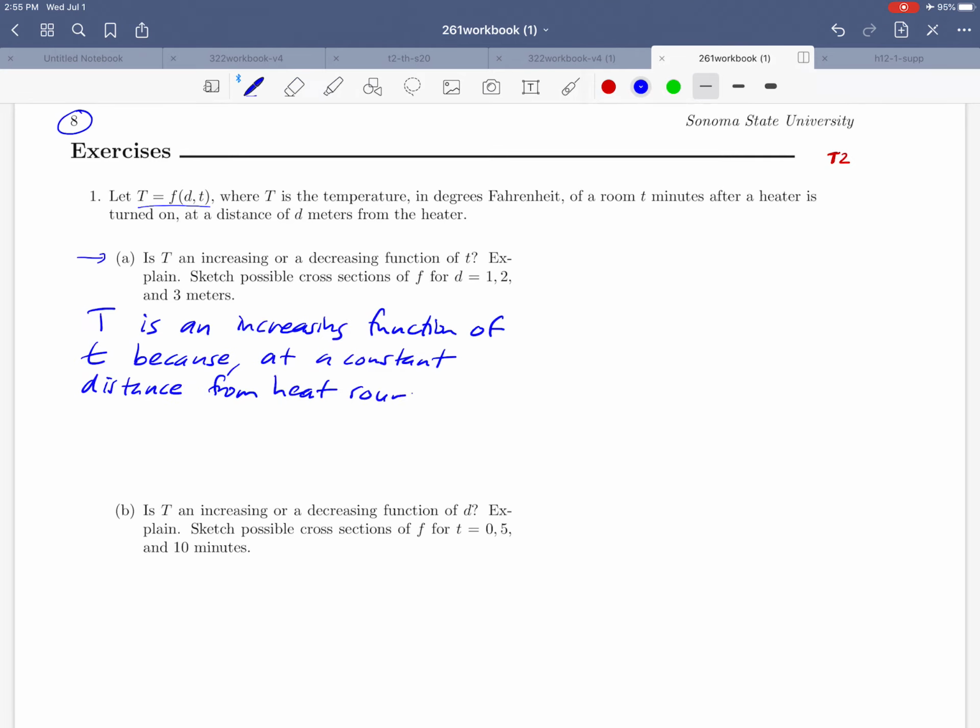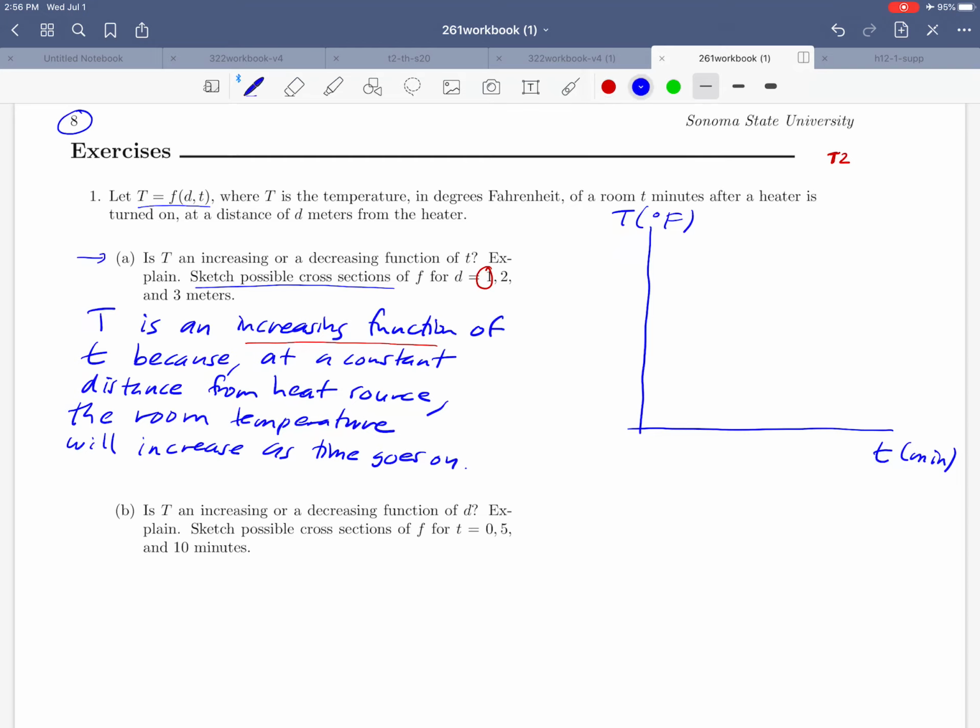Well, we already discussed this situation and convinced ourselves that the function should be increasing. So just roughly speaking, it's going to have this sort of a shape to it. We don't know for sure what the shape of the graph is, whether it's concave up or down. I don't know that we have enough information to answer that, but we do know that it makes sense that temperature should be increasing as time goes on. What about the next d value?